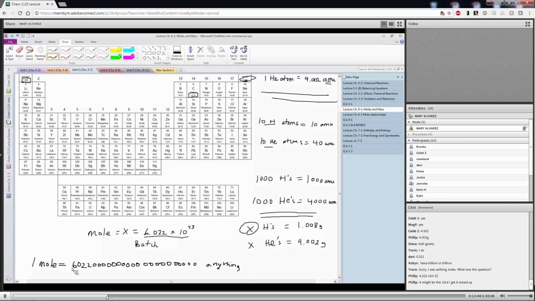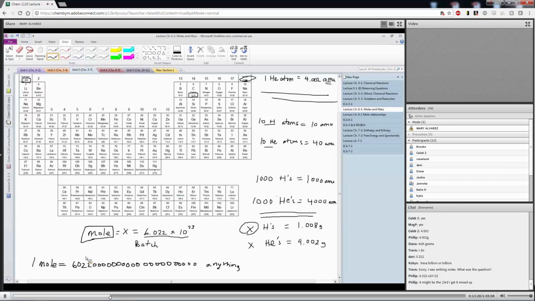And we could never count individual atoms, although it's important to know the ratios of individual atoms because that's how they react. We could never count individual atoms. They're just far too tiny. So instead, we're going to count batches. We're going to count moles of atoms because we're working with so many, it will make more sense for us to use these batches rather than individual atoms.